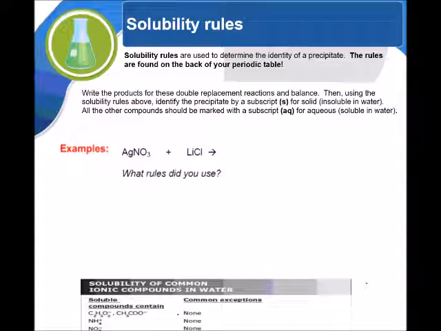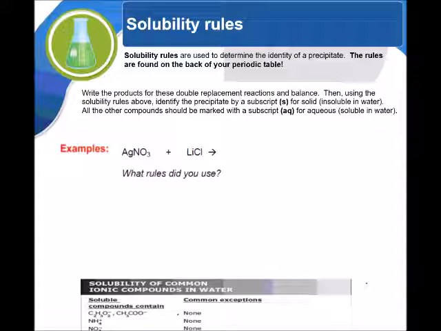We have solubility rules that help us to determine the identity of a precipitate. It will also tell us if a precipitate will be possible. So we'll write the products for these double replacement reactions and then balance them. Then, using the rules, we'll identify the precipitate by a subscript, in parentheses, S, for solid, or if it's still aqueous, we just put parentheses with AQ in it.